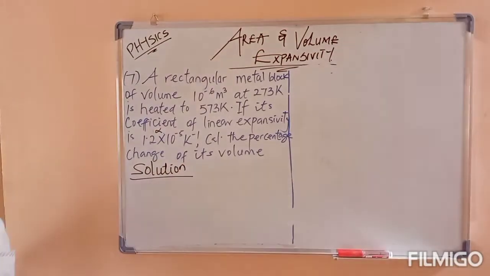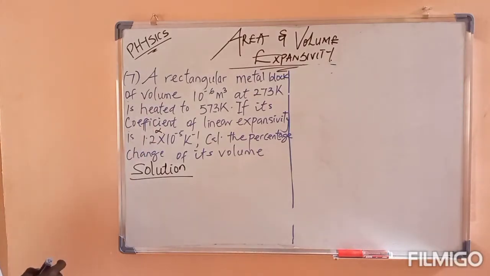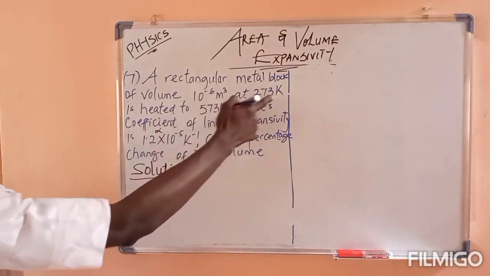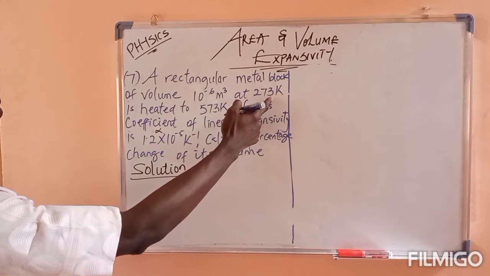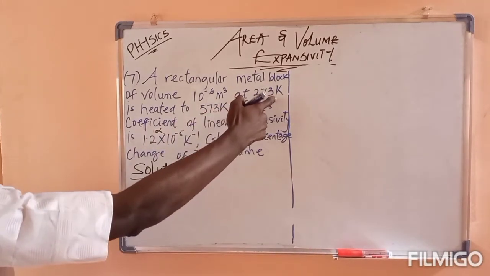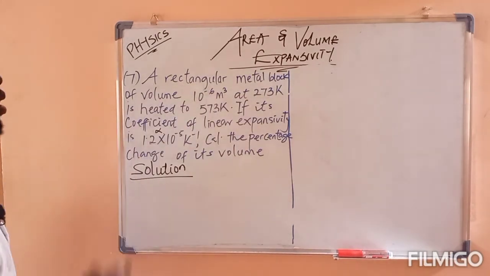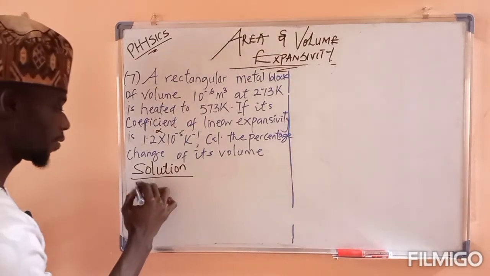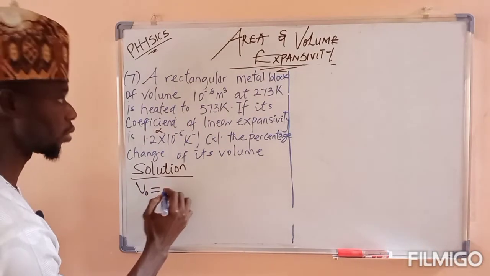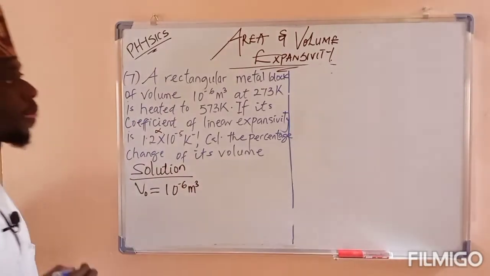The first thing is to bring out your data. A rectangular block of volume this at this temperature. If you see, this temperature is 273 and the other temperature is what? 573. It means that the initial temperature is 273. So the volume at initial temperature is what? 10 raised to power minus 6 meter cube, which is our initial or original volume. So I have V naught is equal to 10 raised to power minus 6 meter cube.